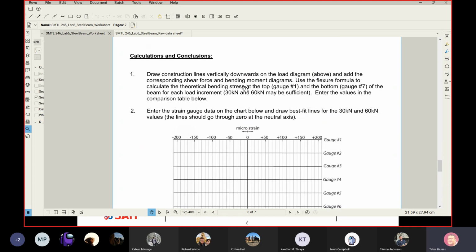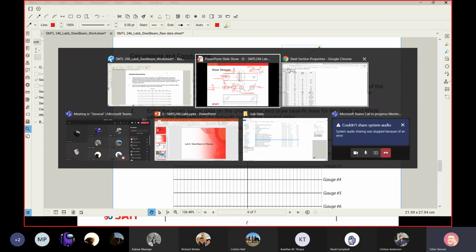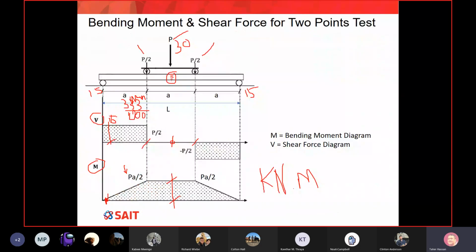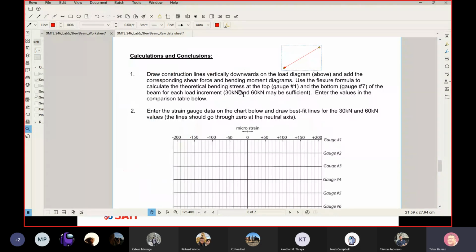I know you will ask about this, so please watch this. This question is only about how to draw the bending moment and the shear, where in my presentation I will give you a reference. This page will allow you to draw the bending moment diagram and the shear. All you have to do is replace the P with 30 and then one more diagram for P equal to 60. So in question number 1, you need to draw the shear force and bending moment diagrams corresponding to the 30 and the 60 loads.